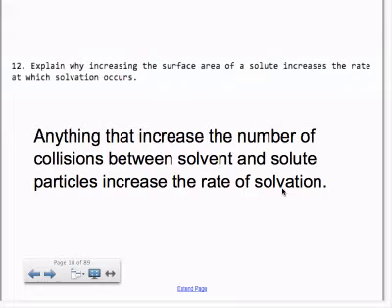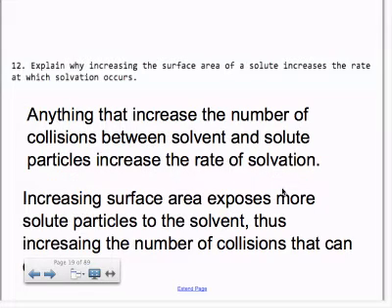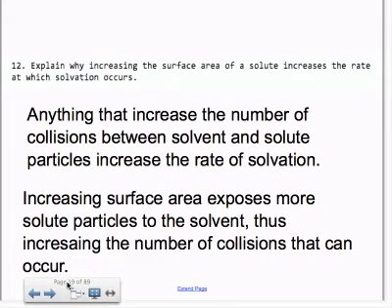So all of the factors that we discussed, whether it was surface area or temperature or agitation, they all work to increase the rate of solvation by increasing the number of collisions. Surface area does that by exposing more particles to the solvent. Then more collisions can occur because there's more exposed solute particles. And if you need to write that down, you can pause it here for a minute, and then we're going to move on.